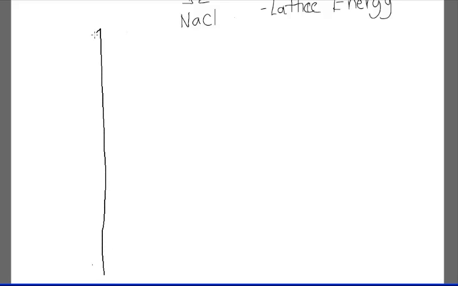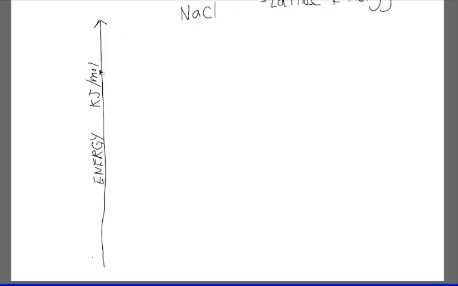So we'll make energy go up, in units of kilojoules per mole. We will start with our sodium and our chlorine at some energy. We're just going to arbitrarily pick a spot. That's our start, where we have sodium and we have chlorine.